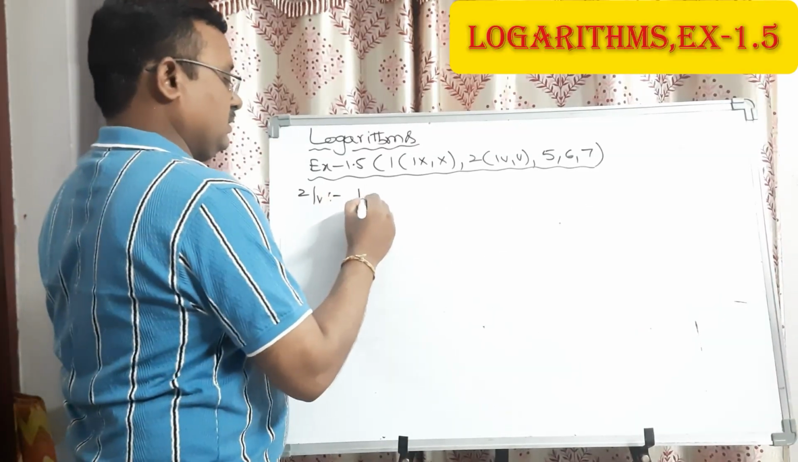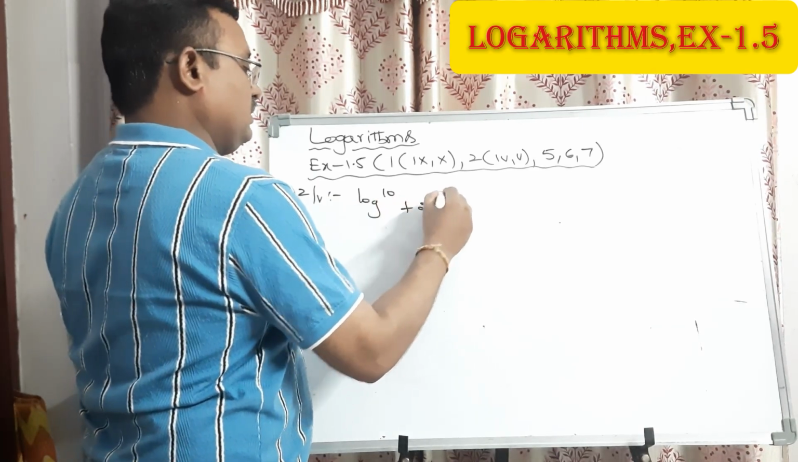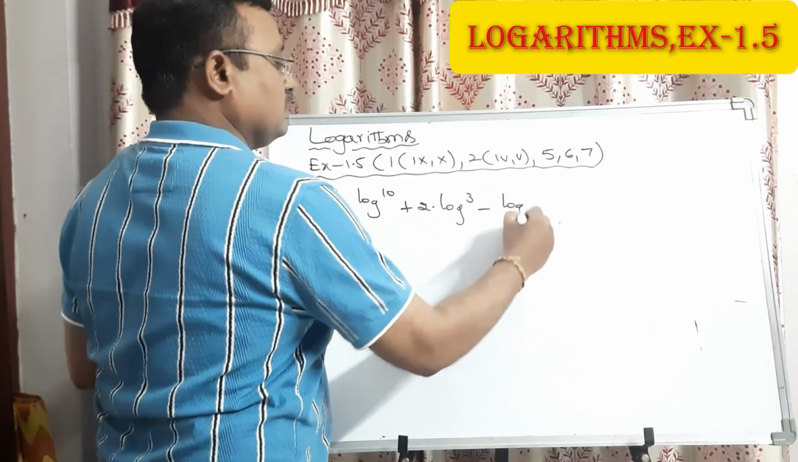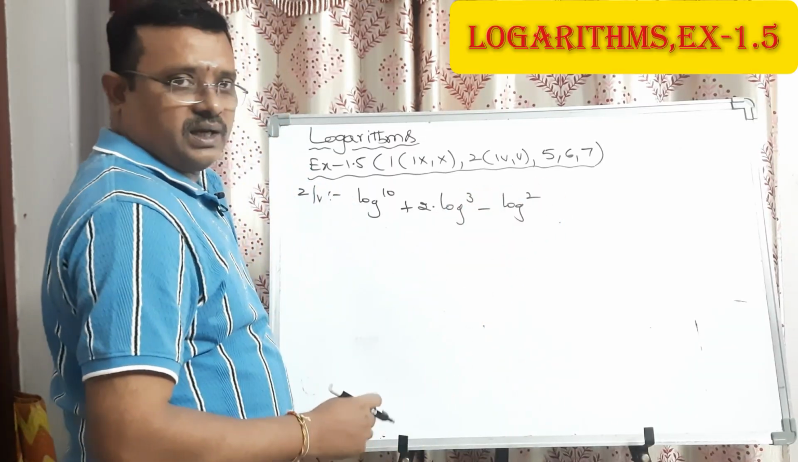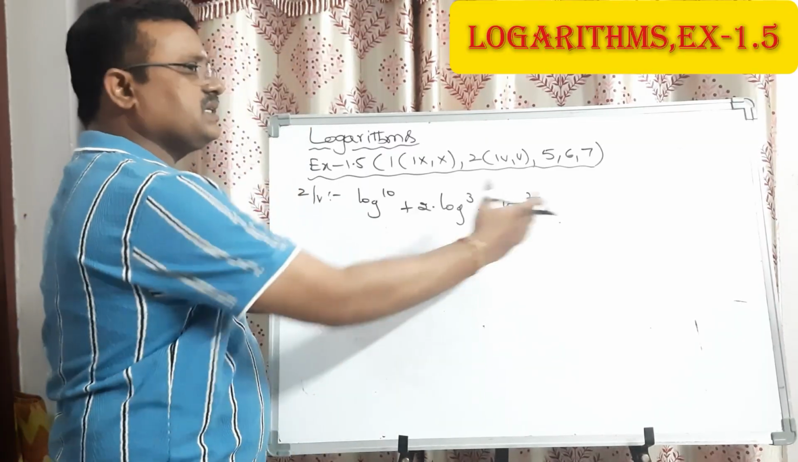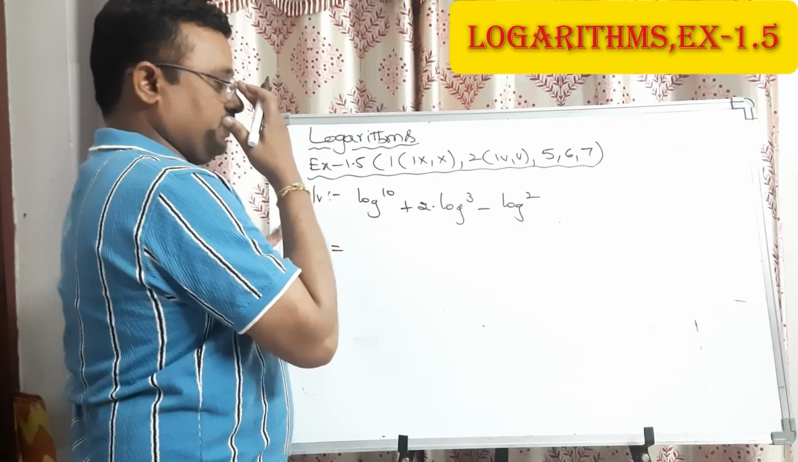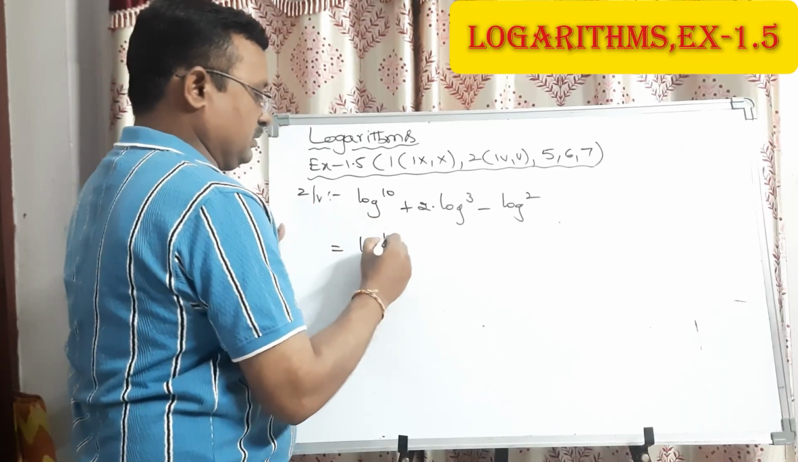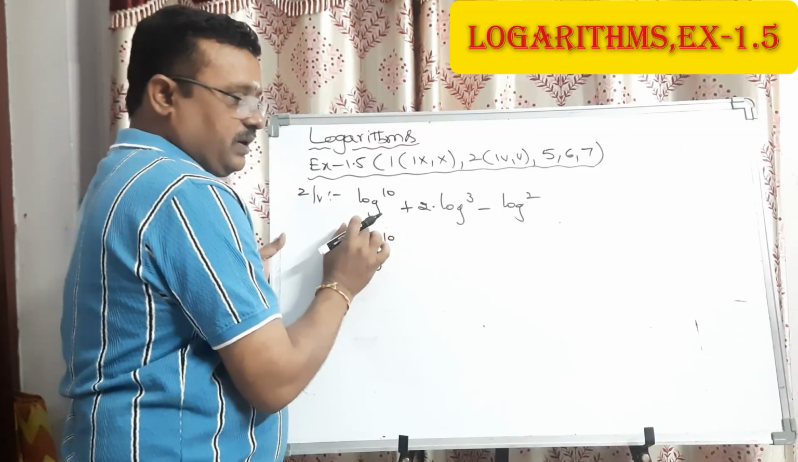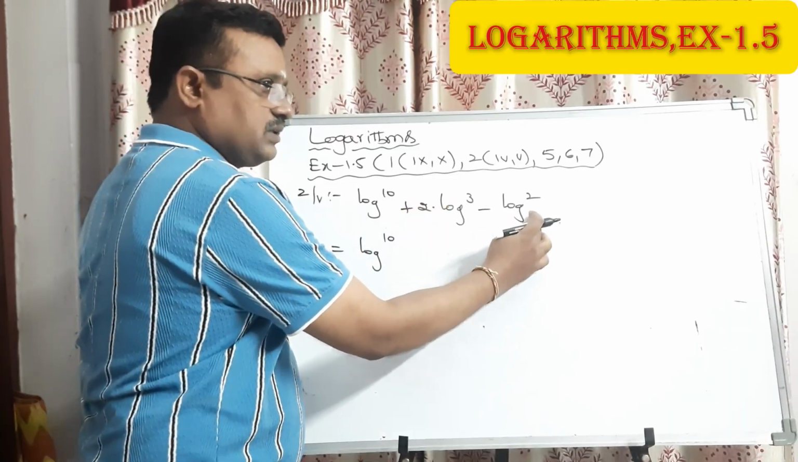Log 10 plus 2 into log 3 minus log 2. We need to simplify this expanded form as a single term. I am going to write log 10 as it is because it is already in simplest form. The other term we need to convert into simplest form.